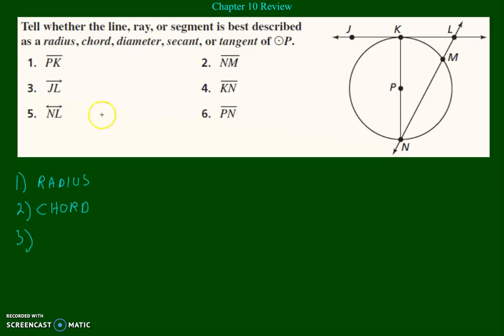3, ray JL. So ray JL, it intersects the circle at exactly one point. That is a tangent. 4, segment KN. Segment KN is a chord because it has its endpoints on the circle, but it's a chord that passes through the center and includes the center, and so that is the definition of a diameter.